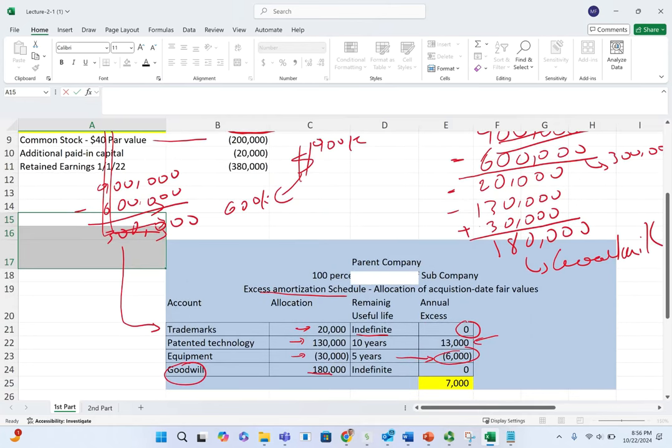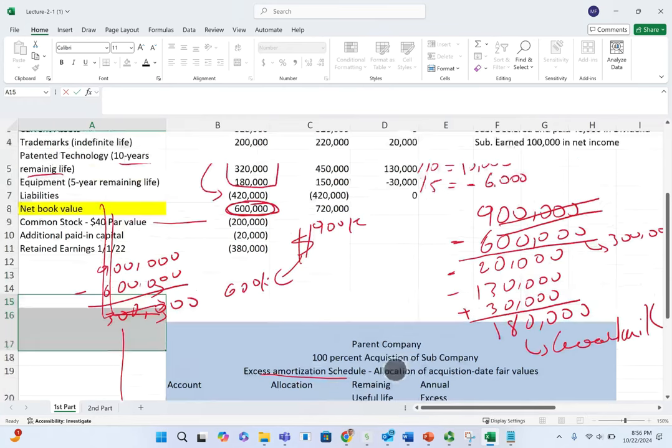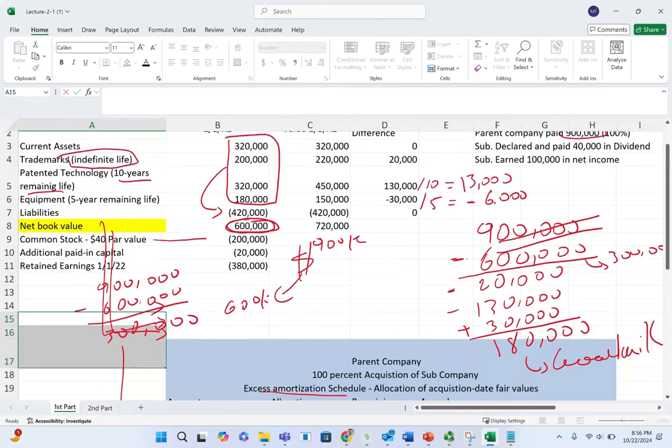Goodwill for GAAP is not amortized, therefore it has an indefinite life. So the question could be, they could ask you to compute goodwill. Now, if I would be computing goodwill, I would not go over this computation. This is how I would compute goodwill.